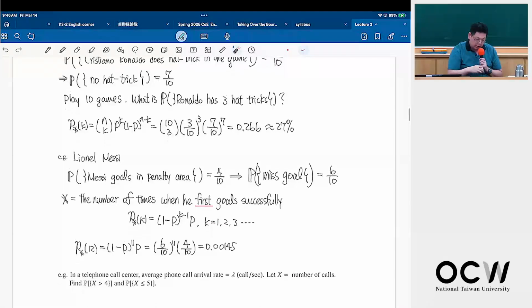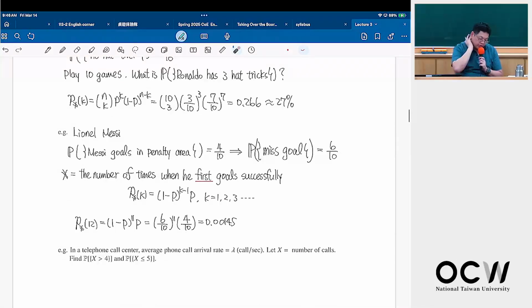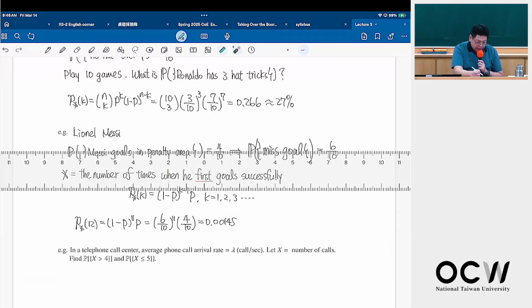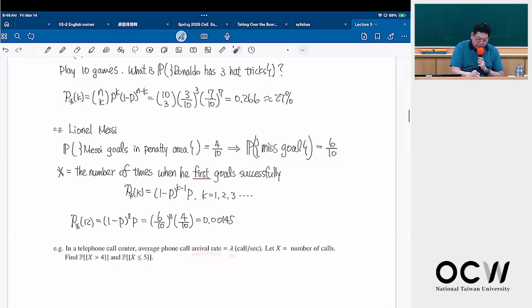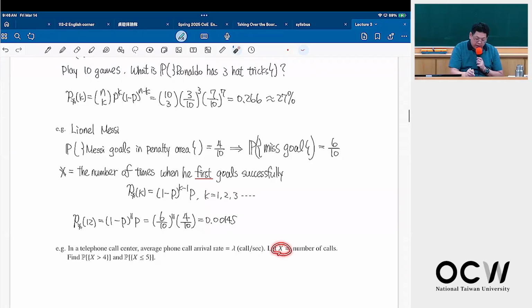Okay, so here's an example of the binomial random variable and also the geometric random variable. Last one, let's see the Poisson random variable. They normally use the telephone call center, or customers lining up to the counter. So here we say that the average phone call arrival rate is lambda. And then the random variable x is the number of calls. I want to find the probability of x greater than 4 calls or less than or equal to 5 calls.